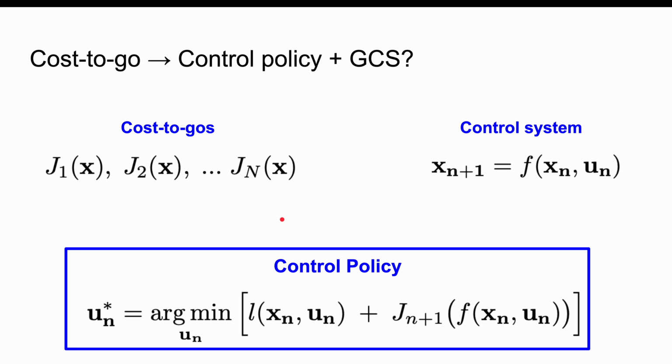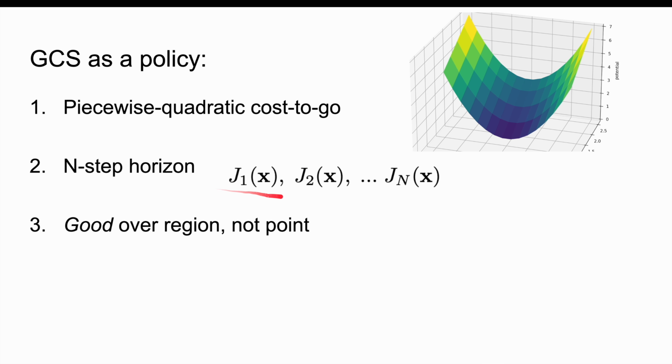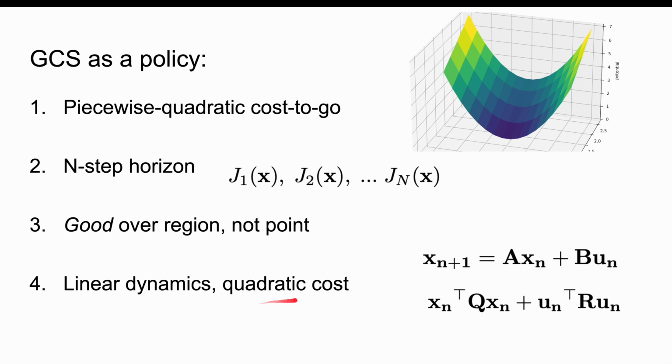It's a very general framework, but for this video I'll focus on a simple case. We'll search for a piecewise quadratic cost to go. They're expressive but not too computationally heavy. We'll look for a cost to go over a horizon of n steps, and we'll want them to be good admissible heuristics over a region of space, not just one point. Our system will have linear dynamics with quadratic cost, and we'll have obstacles.